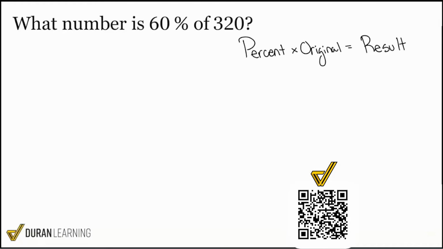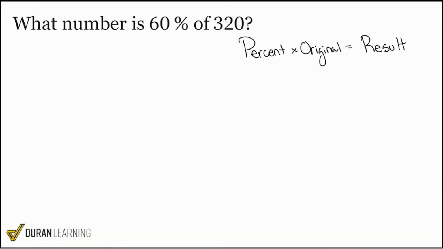So we know that there are some key words like "of" and "is." That's really going to give things away. So when we check this out, what number? Okay, so I'll just translate that to some blank. What number? Then we have the word "is." Help me out, everybody. The word "is," what does that mean? Yeah, that's the equal sign.